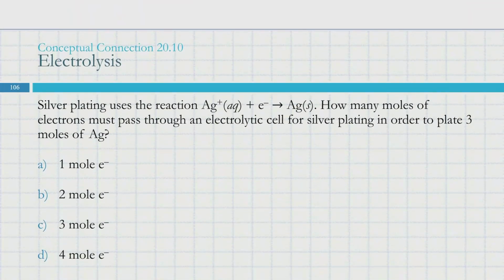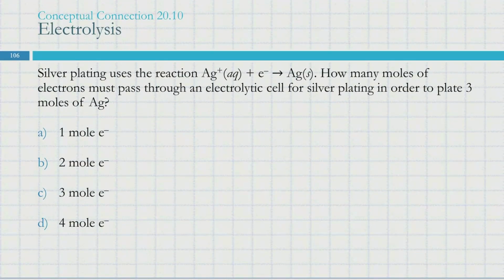All right, we want to do some silver plating, let's say. Silver plating uses the reaction of the silver ion plus an electron going to silver metal. How many moles of electrons do we need to run through an electrolytic cell for silver plating in order to plate 3 moles of silver? So we're trying to get 3 moles of silver out. How many moles of electrons do we need to drive that?